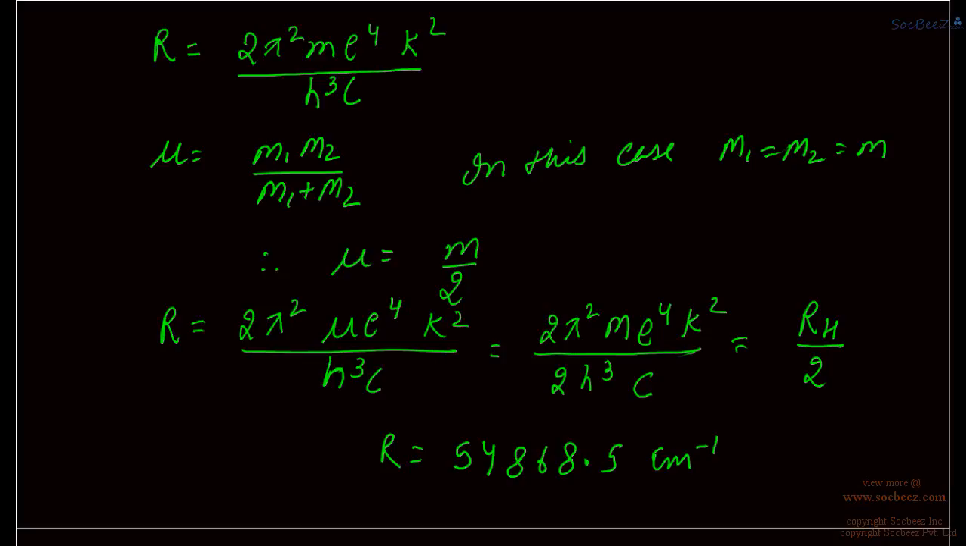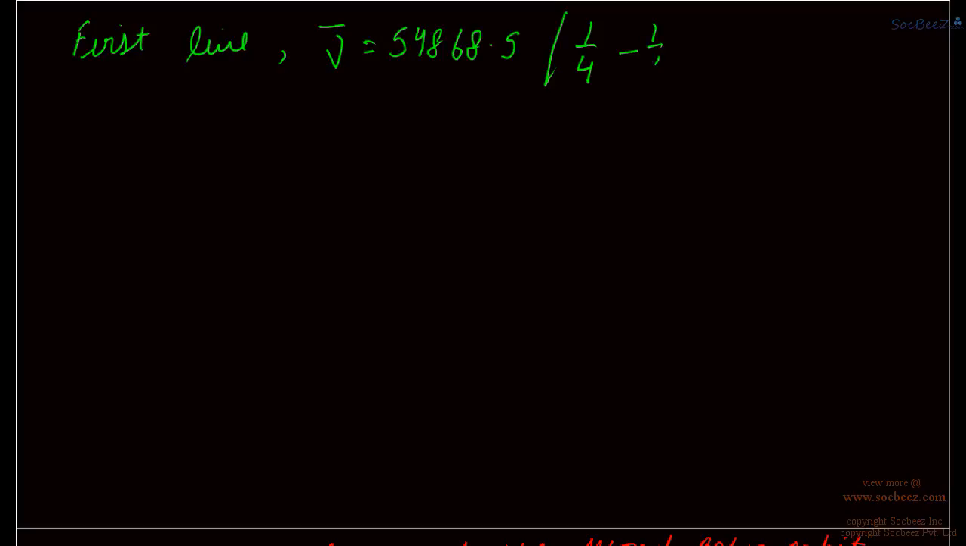The only thing that you should keep in mind is that here the value of R is not going to be what we use generally. So now the problem has been simplified. Now the first line of the Bohr series, first line will be given by nu bar equals 54868.5. N1 will obviously be 2, so 1 upon 4 minus, for the first line N2 equals 3, so it will be 1 upon 9.